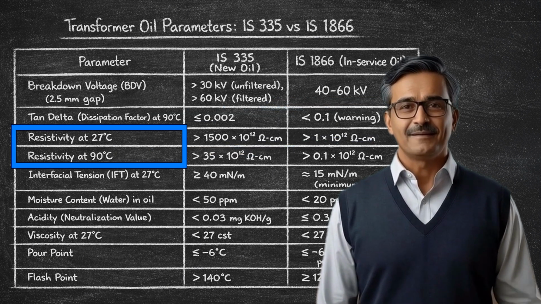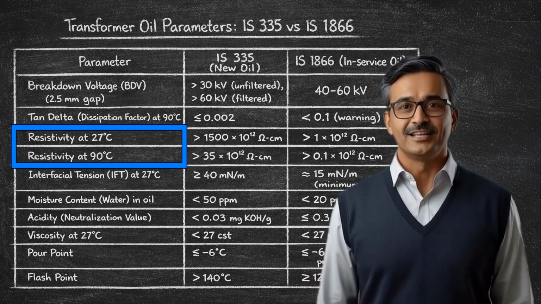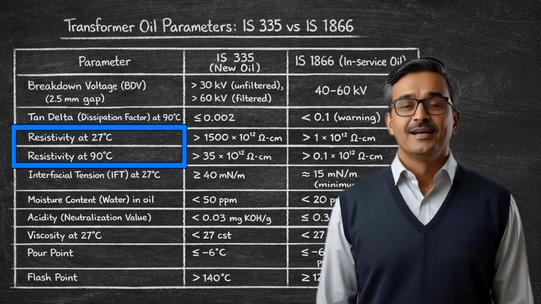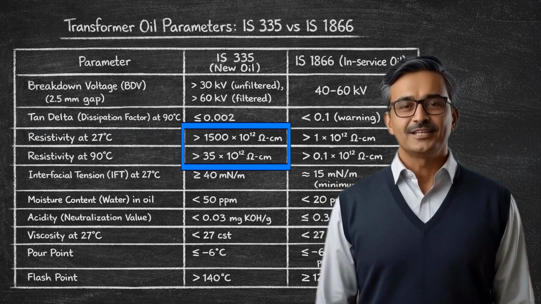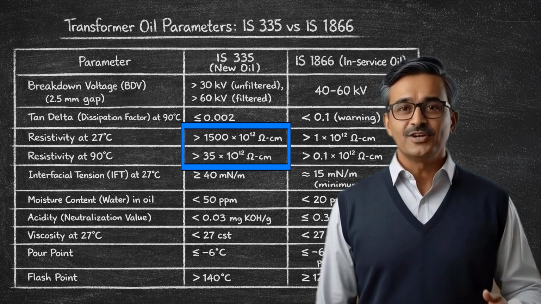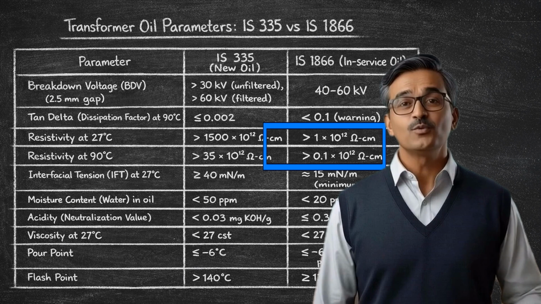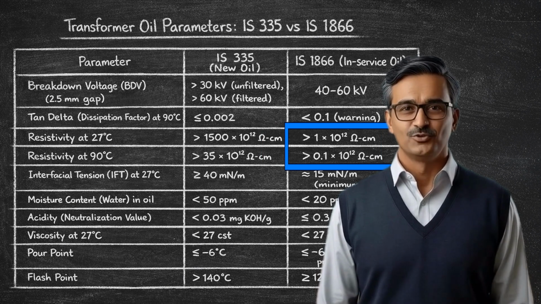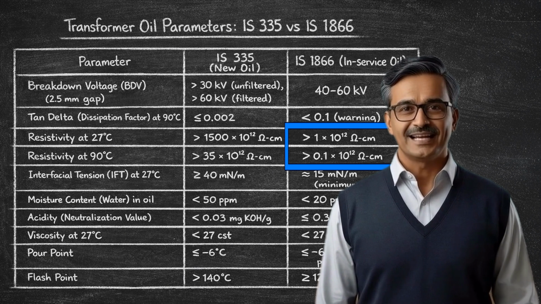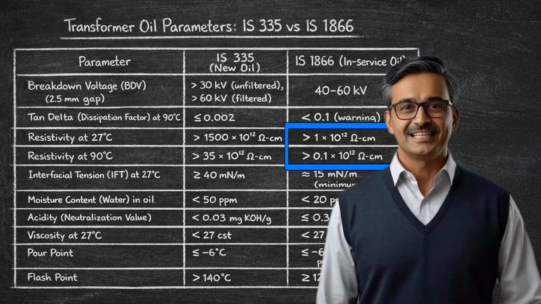Now, resistivity. Resistivity shows how strongly the oil resists current flow. Low resistivity means the oil has become conductive. As per IS 335, resistivity should be more than 35 into 10 to the power 12 ohm centimeter at 90 degrees Celsius and more than 1500 into 10 to the power 12 at 27 degrees Celsius. IS 1866 allows lower values for service oil, but it must still remain high. That is why we measure resistivity at both 27 and 90 degrees.